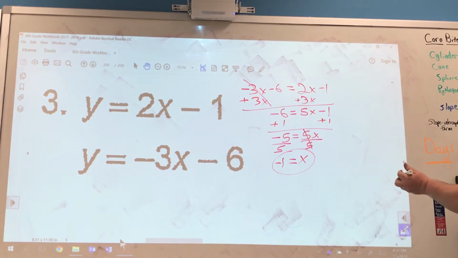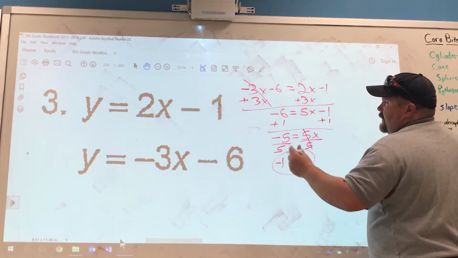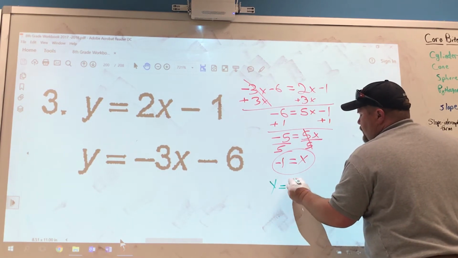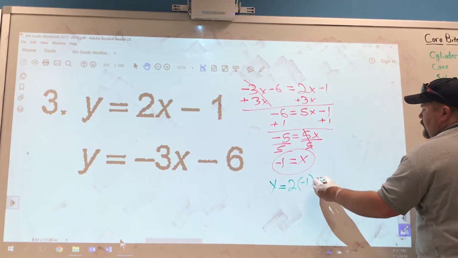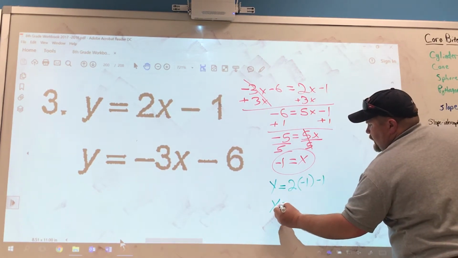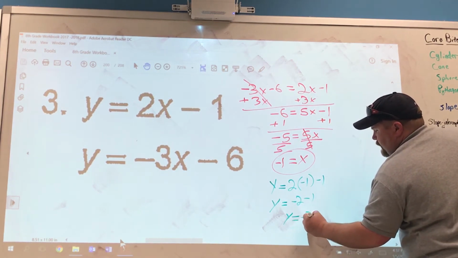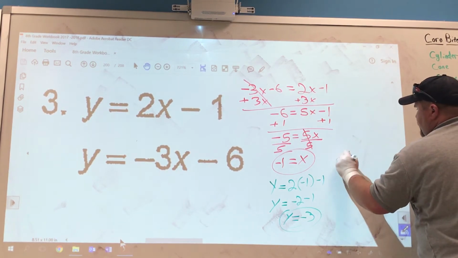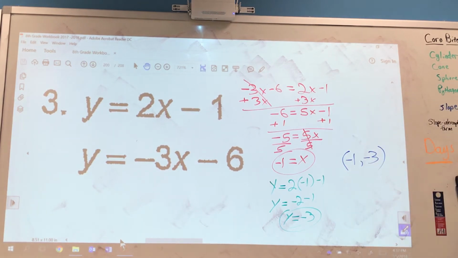So to find the y value, we're going to substitute negative 1 back into one of the equations. I think I'll just use the top equation this time. It looks to be simple enough. So y equals 2 times x, but we know x is actually a negative 1, minus 1. So y equals negative 2 minus 1, so therefore y equals negative 3. So our final answer, this is a one solution problem, and the answer is negative 1, comma, negative 3. That's where the two lines will cross.